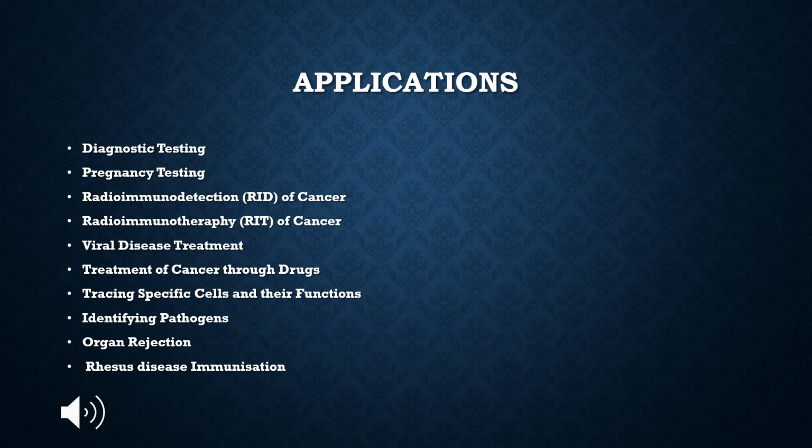As we started preparing these monoclonal antibodies, what is the purpose? What are the applications? They can be used for diagnostic testing to check whether a certain disease is present or not, whether pregnancy is present or not. We can detect whether cancer is present or not. If cancer is present, we can start giving radioimmunotherapy. We can treat viral diseases. We can treat cancer through drugs. The presence of pathogens can be detected. Organ rejection can be minimized, and rhesus disease can be immunized against. Rhesus disease is when the antibodies of a mother start acting on the baby's blood cells. So it can be immunized.